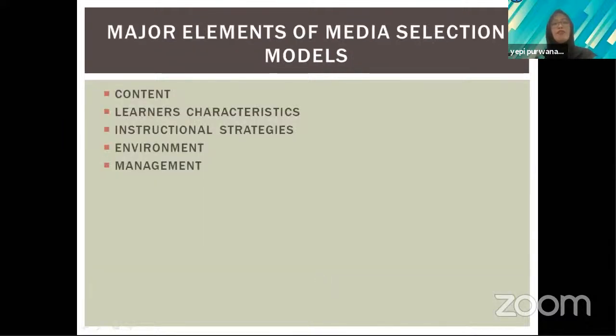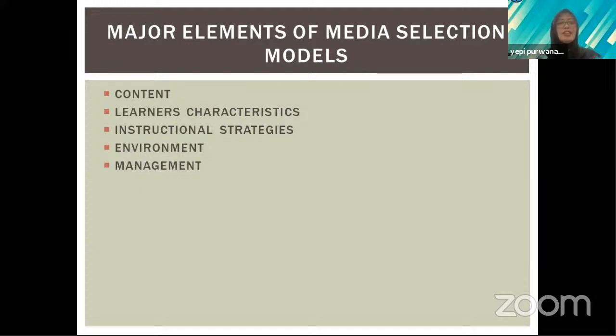Okay, and then we have what we call the major elements of media selection models. There are 5 elements that we have to think about. The first one is the content. You should know the content of the material that you have. Let's say you want to teach speaking. You know the characteristics of speaking. And then if you have it for speaking, what kind of media will you use?